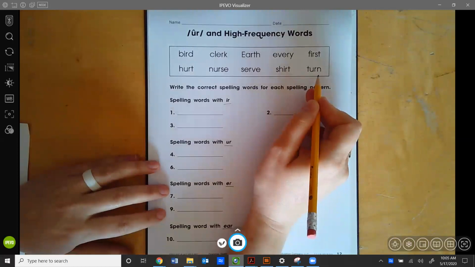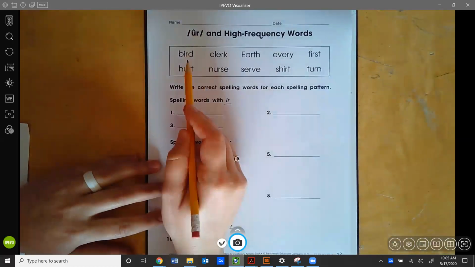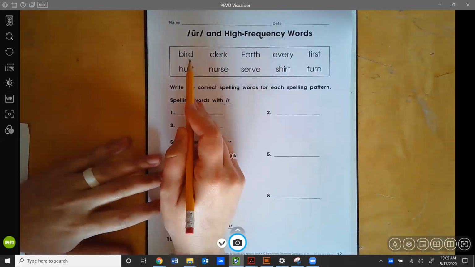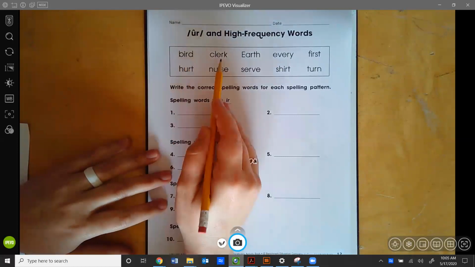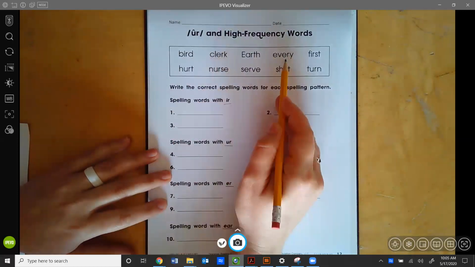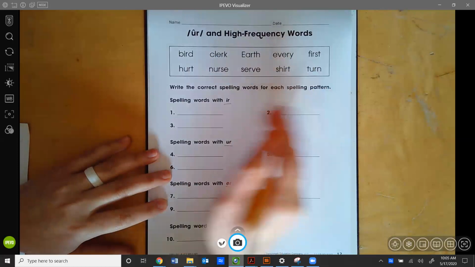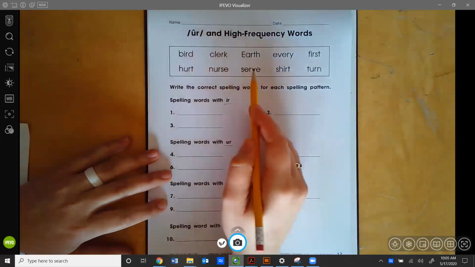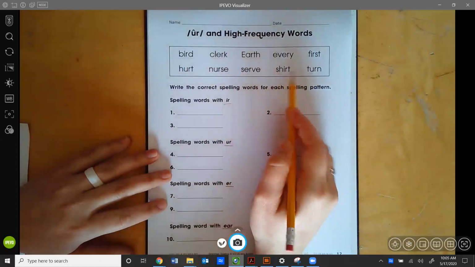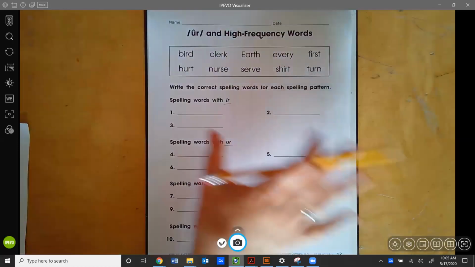I think my computer froze for just a second, so I'm going to go back and read them one more time, so pardon me. Bird, clerk, earth, every, first, hurt, nurse, serve, shirt, turn. And then go ahead and sort those.